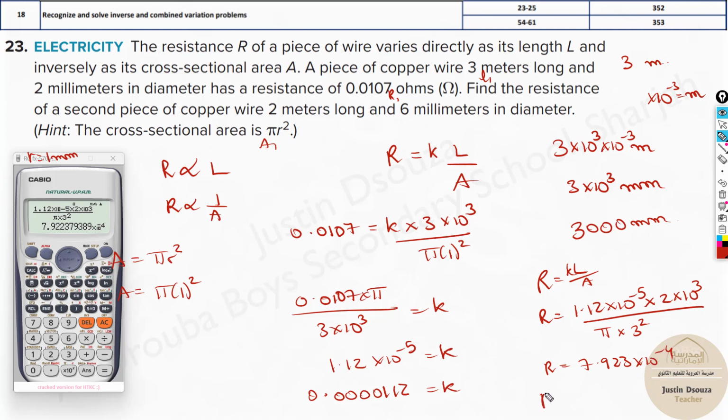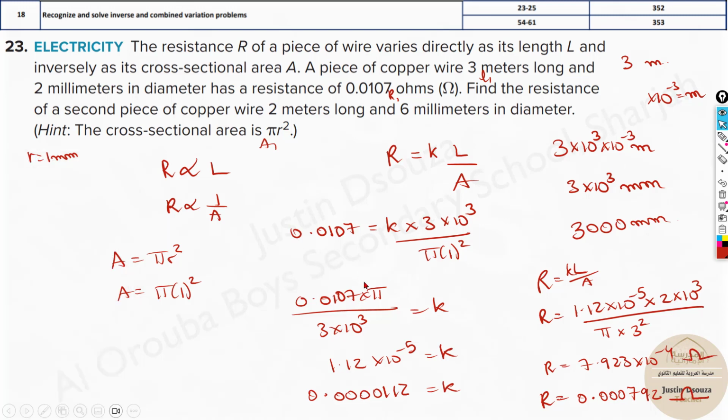Now here you can write it in terms of decimal. That will be 0.30792. 1, 2, 3, 4. Yes, this matches. So that's the answer. Now don't forget the unit symbol, that is ohms. So you write it like that. So that would be the answer for this problem.